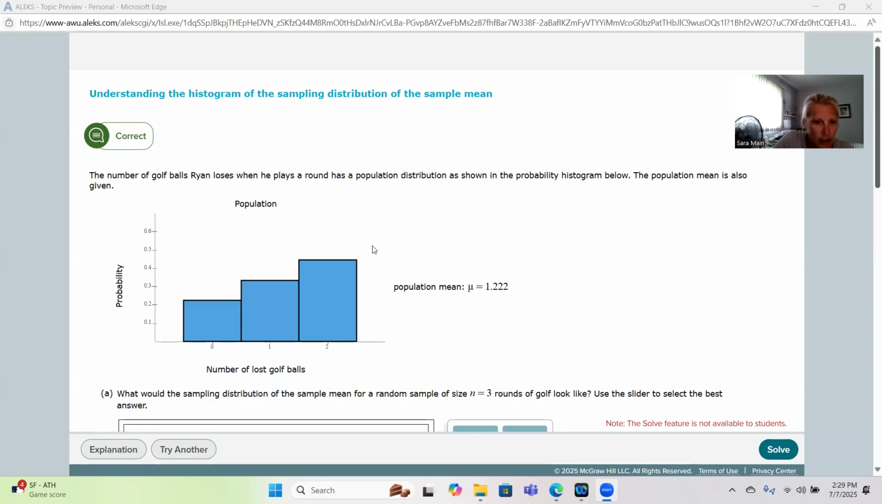So this question says the number of golf balls Ryan loses when he plays a round has a population distribution as shown in the probability histogram below. The population mean is right here, 1.22 balls. And you can see the population distribution is skewed left. So that's that. Now it says we're going to take different size samples. So now we're looking at the sampling distribution.